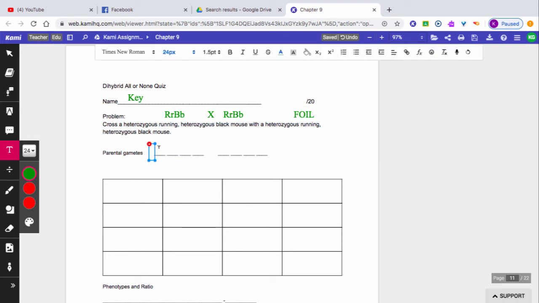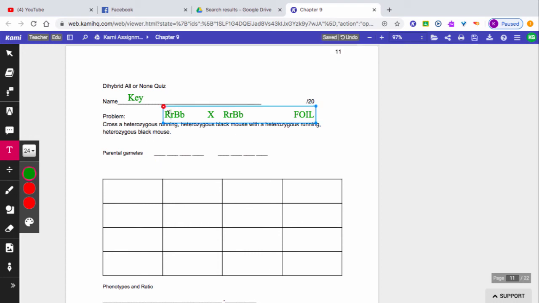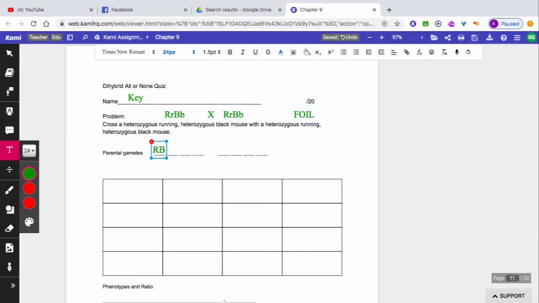All right, so first gamete, when I use FOIL, first, capital R, capital B. And then the next one is outer, so capital R, little b. And then inner, little r, big B. And then last, little r, little b, okay? So that's this parent's gametes.